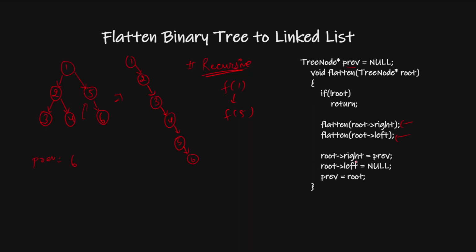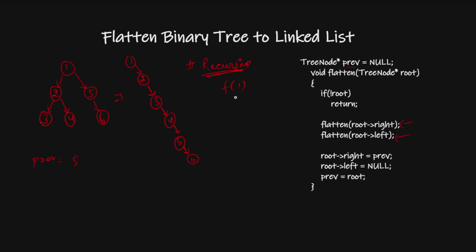I will make my root's right point to previous, and previous is 6, so it is already pointing to this, and I make this point to null, which it already is. So now my previous will be 5. After doing that, my f5 is done, that means the right side of f1 is done.